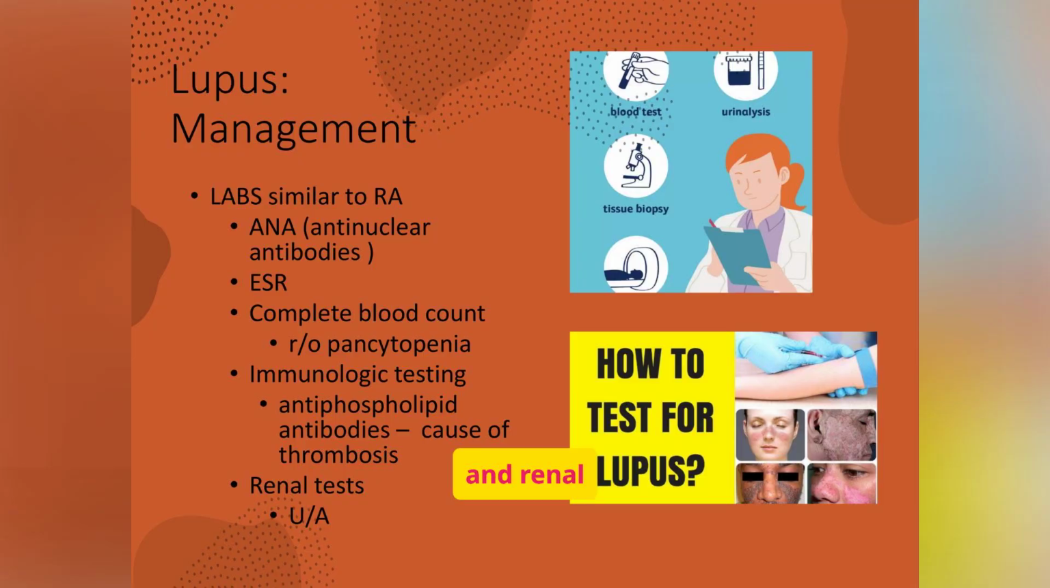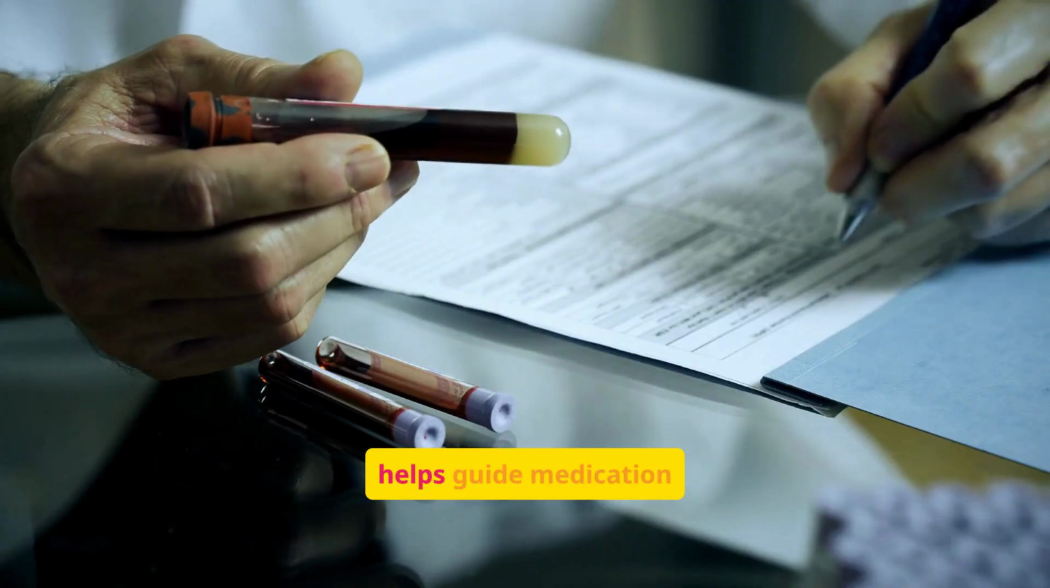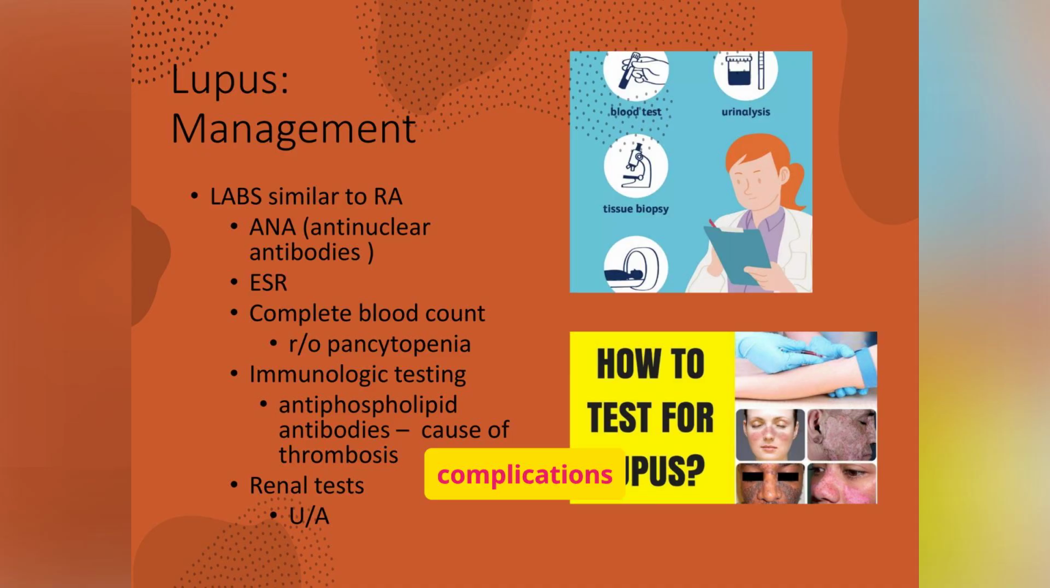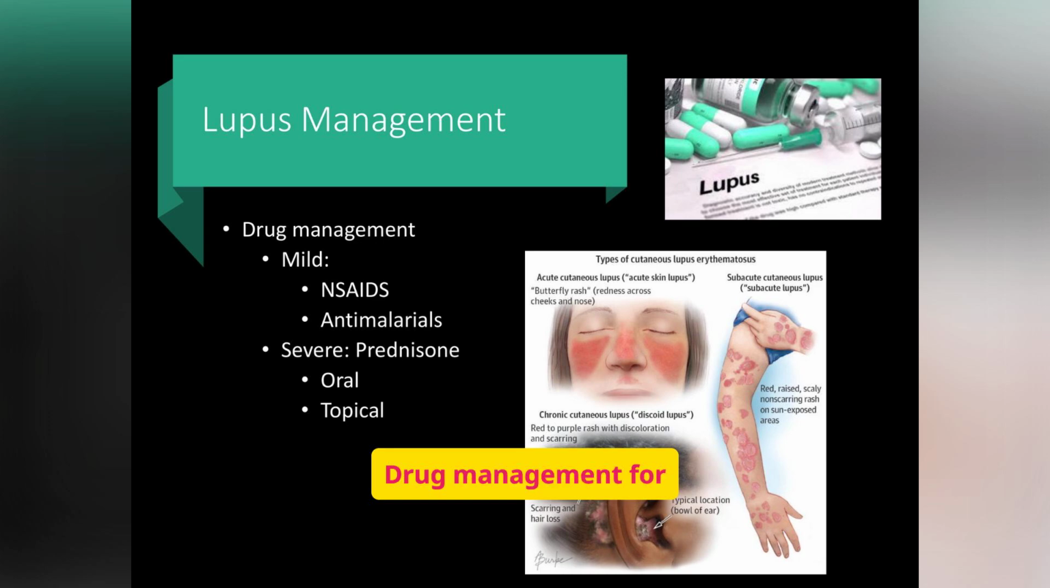and renal tests. Routine monitoring helps guide medication changes and detect complications early. For example, anemia in CBC may indicate chronic inflammation, and renal labs help assess for lupus nephritis progression. Drug management for lupus includes NSAIDs and antimalarials for mild cases and prednisone for severe cases. Different types of cutaneous lupus erythematosus exist.